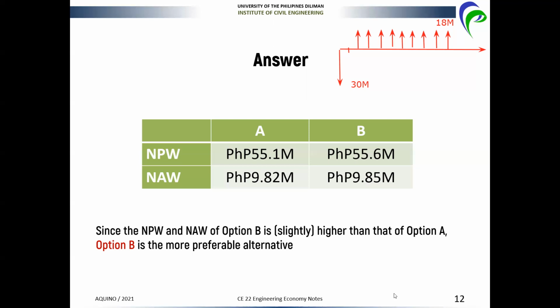Okay. Please also note that even if we do net annual worth analysis instead, we should arrive at the same conclusion. Parehas lang kasi consistent naman yung equations na pinanggalingan niya. Alright? Is everything clear so far? If it's clear, can I get a check? Yes. If not, please type your question in the chat box.